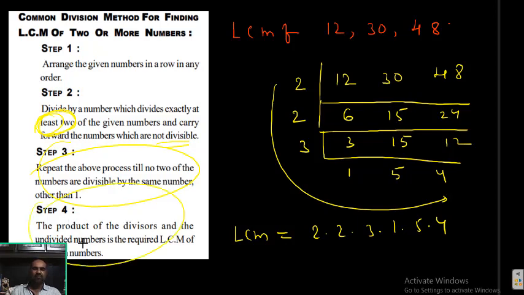See here, the product of all the divisors and the undivided numbers is the required LCM of the given numbers. That is, 2 2s are 4, 4 3s are 12, 12 into 5 is 60, into 4 is 240. Therefore 240 is the LCM of 12, 30 and 48.